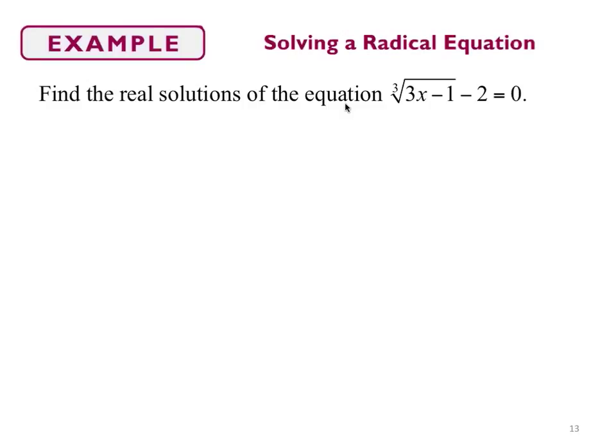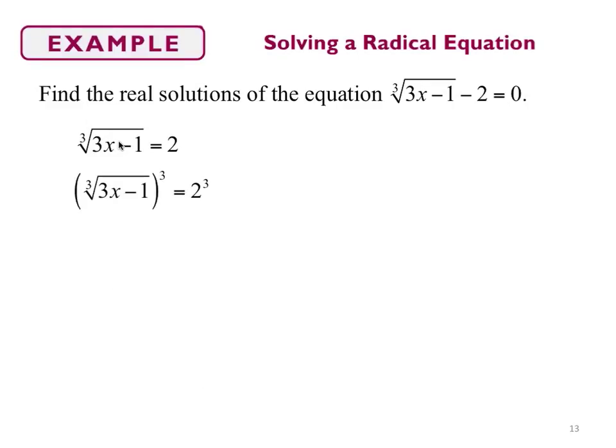Okay, the next thing that we did was solve some radical equations. So let's say we want to find the real solutions of the equation, the cube root of 3x minus 1 minus 2 equals 0. If we want to do this, we want to get the cube root by itself, so that we can get rid of it. So if we add 2 to both sides, we're going to get the cube root of 3x minus 1 equals a positive 2.